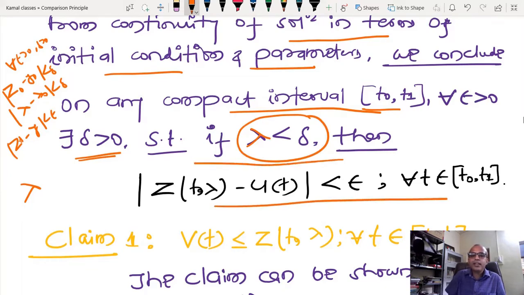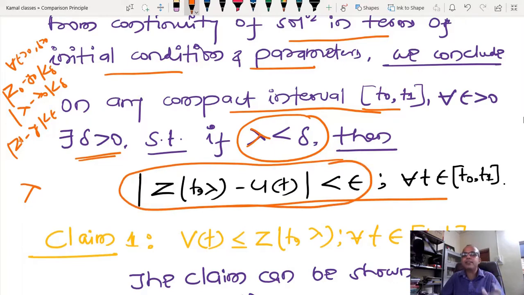This result is important to prove that if I replace the differential equation by a differential inequality, and the initial condition of the differential inequality is less than the initial condition of the differential equation, then whatever solution of the differential inequality is always bounded by the solution of the differential equation.